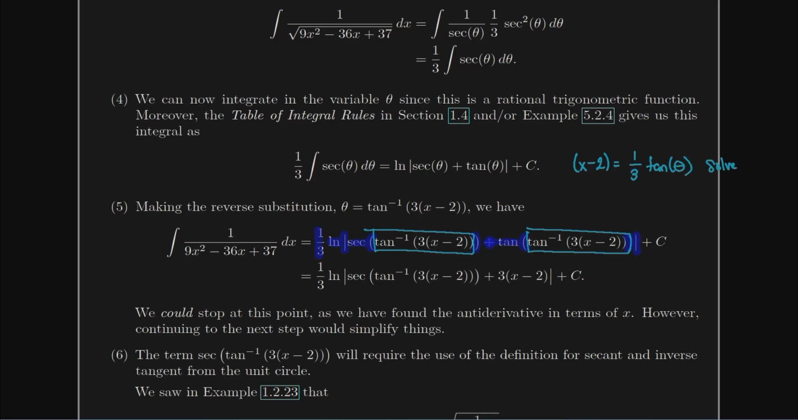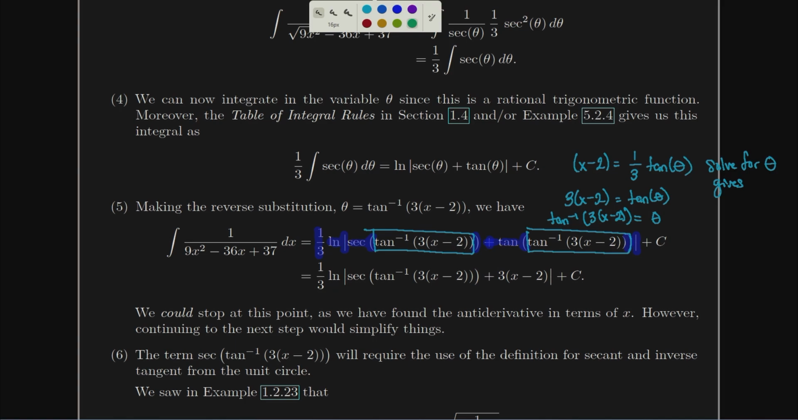So now if I solve this for theta, what do I have? I have 3 times x minus 2 is tangent of theta, or in other words, theta is tan inverse 3x minus 2. And now that I know theta is tan inverse 3x minus 2, I'm going to swap that in for this theta and this theta. There's my tan inverse 3x minus 2, tan inverse 3x minus 2.